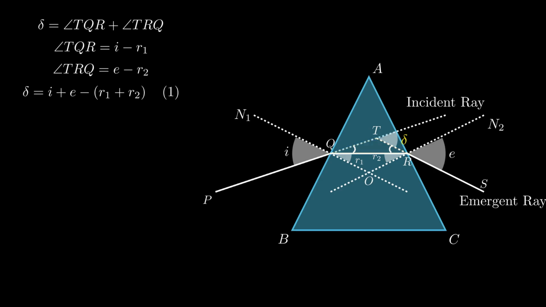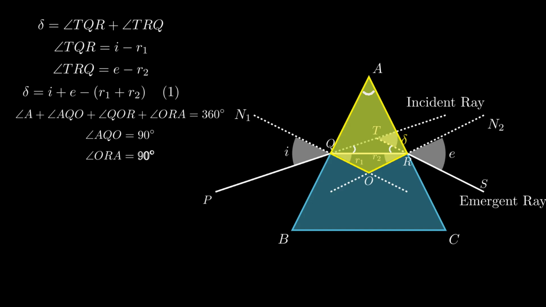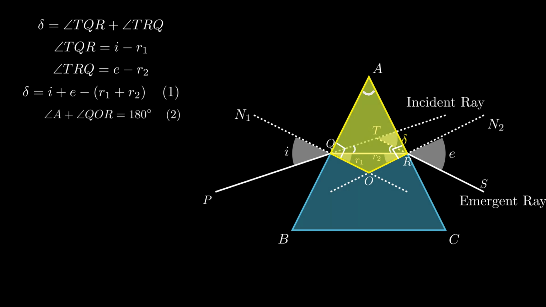Now we consider quadrilateral AQOR. By using the angle sum property, we have angle A plus angle AQO plus angle QOR plus angle ORA equals 360 degrees. Now since both angle AQO and angle ORA are 90 degrees, the equation reduces to angle A plus angle QOR equals 180 degrees. Let this be equation number 2.